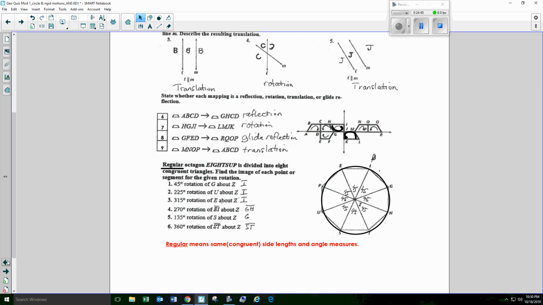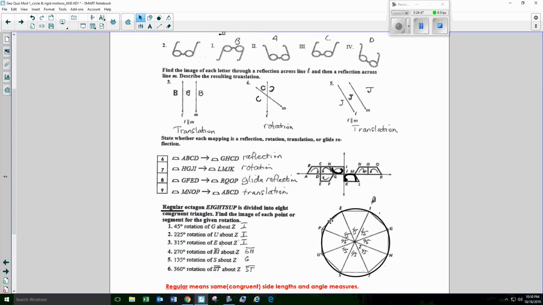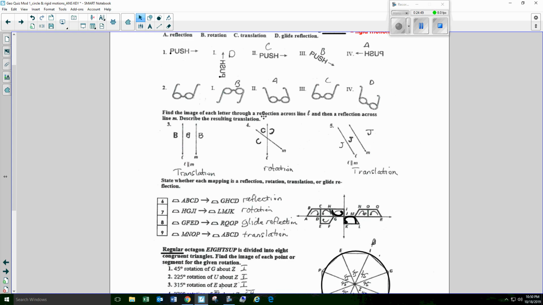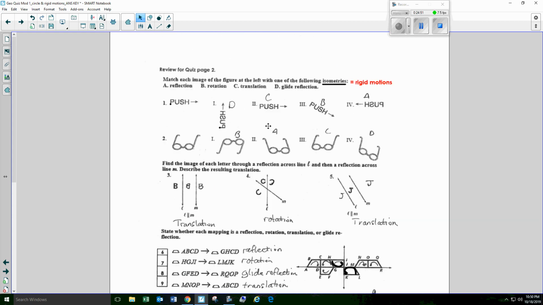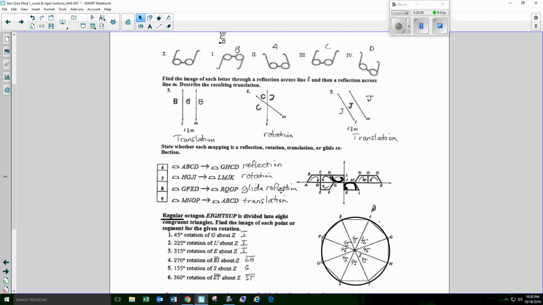Like I said, the front page is what your quiz is going to be on, but maybe two of these you might also see, this type of question related to this, on the DCAS as well. That's why we need to know this side as well.